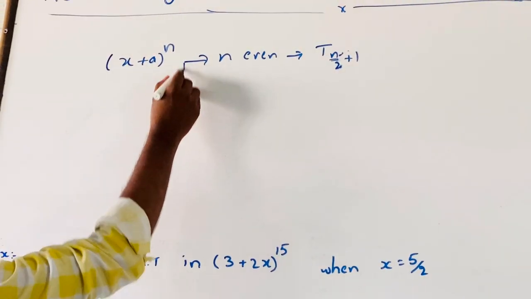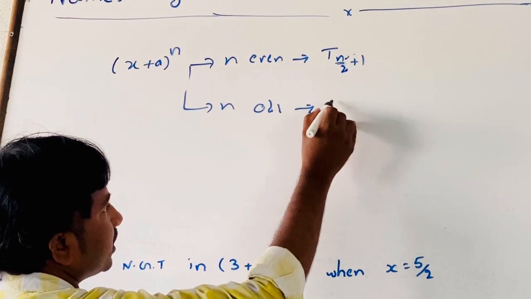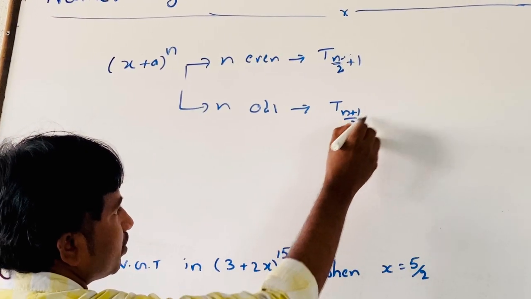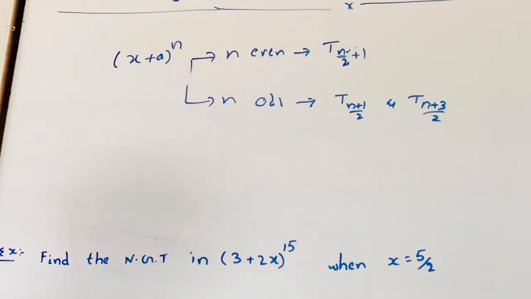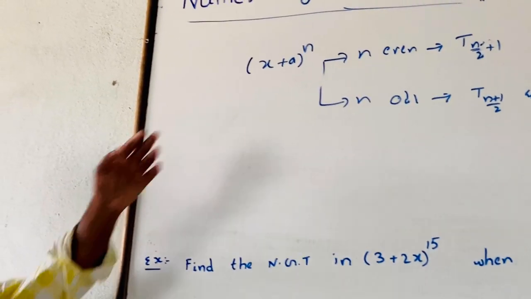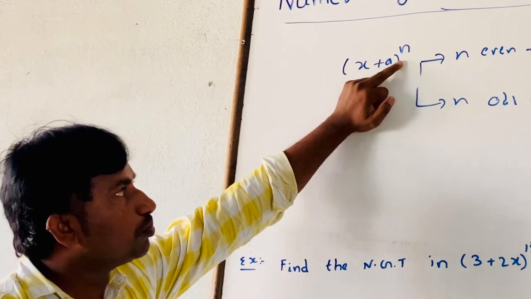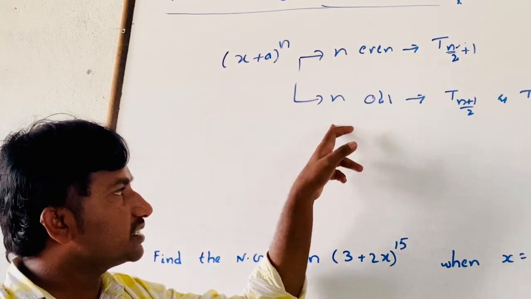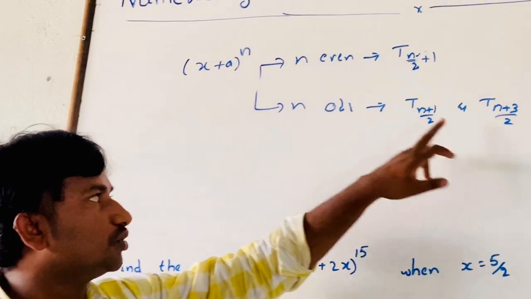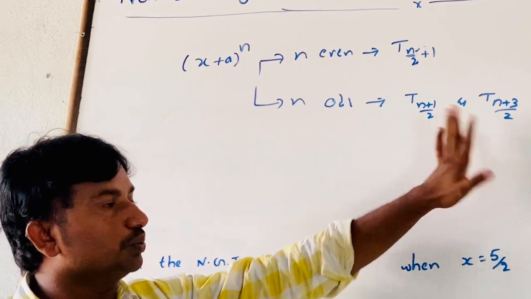Now, in this expansion, when n is odd, there are two middle terms, that is T((n+1)/2) and T((n+3)/2). This was already explained in the previous class. In the expansion of (x + a)^n, if n is even there is one middle term, and if n is odd there are two middle terms, T((n+1)/2) and T((n+3)/2).